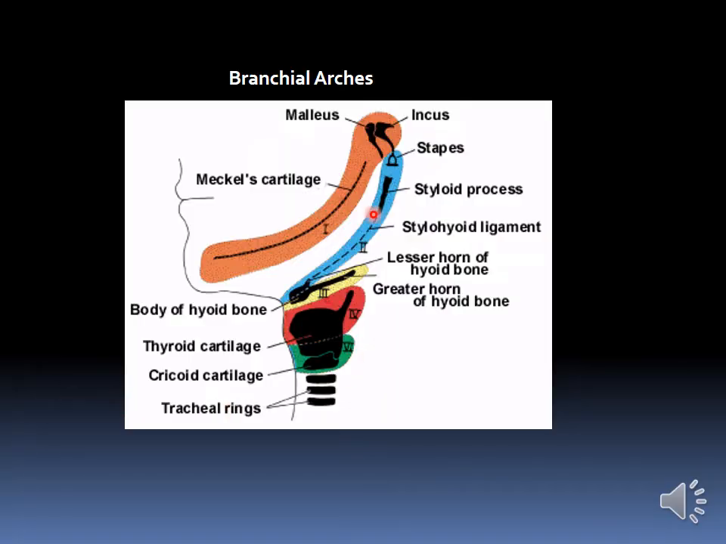This figure shows some of the derivatives of the branchial or pharyngeal arches. This color represents the first pharyngeal arch and its derivatives. This is the cartilage, and these are the small bones, malleus and incus. Now the second pharyngeal arch: you can see the lesser horn and the upper part of the body of the hyoid bone, whereas the lower part of the body of the hyoid bone and the greater horn are derivatives of the third pharyngeal arch. The red color represents the third pharyngeal arch, this is the fourth pharyngeal arch, and this is the sixth one.